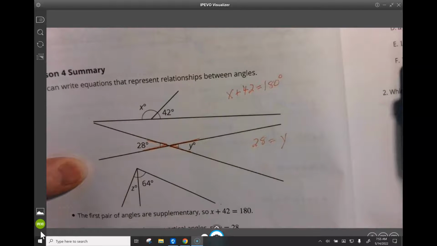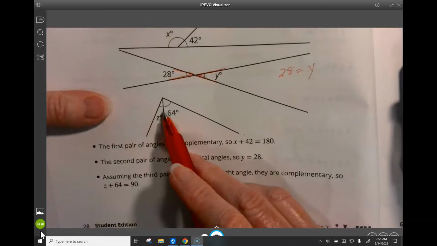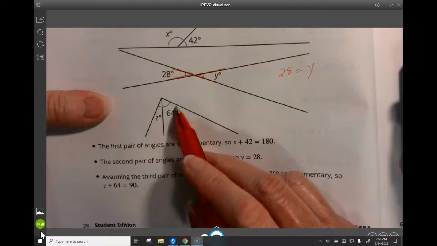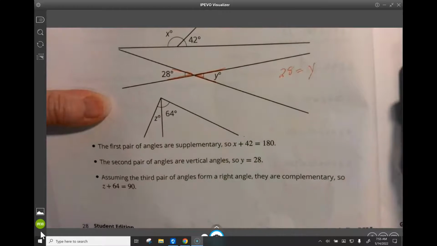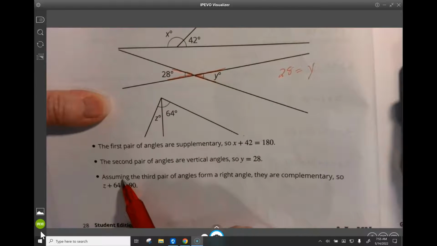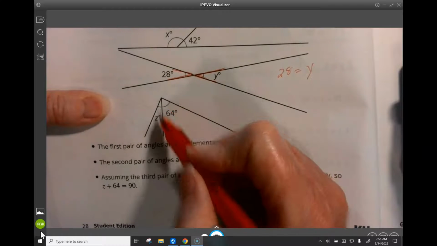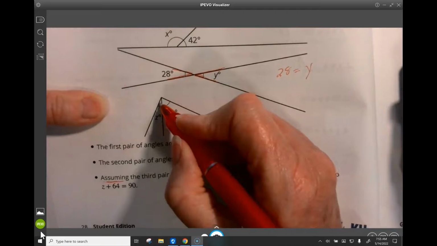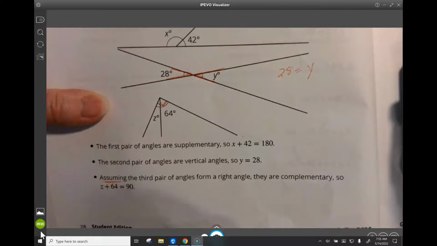Okay? Now, on this last one, I struggle with this a little bit because it doesn't actually give you enough information. In math, you cannot assume right angles. And so I'm kind of frustrated with this one right here, because it says, assuming the third pair of angles form a right angle. So they are assuming. That's wrong. But what they're saying is assume that this is a right angle. I'm hoping in the homework they don't do that.